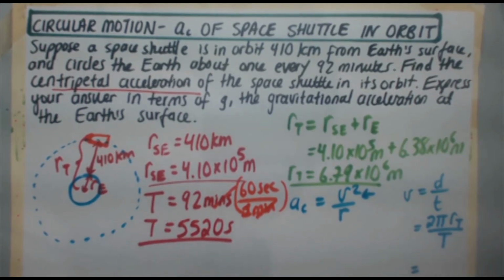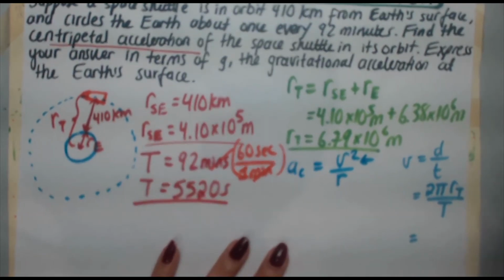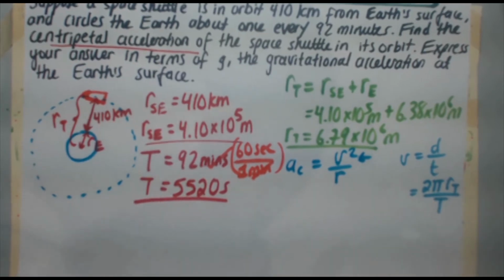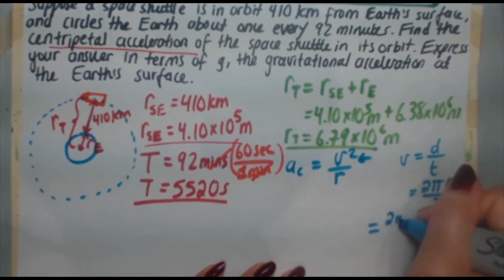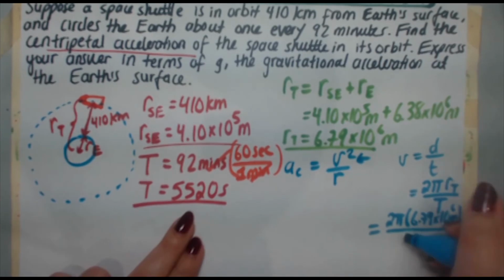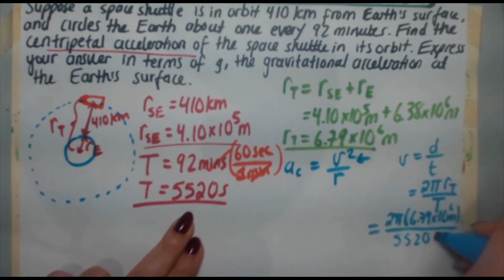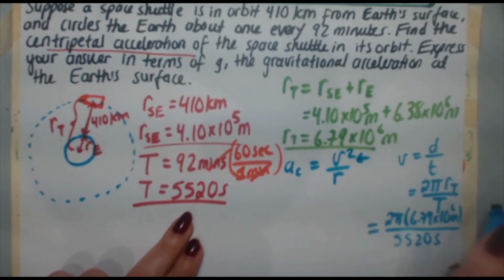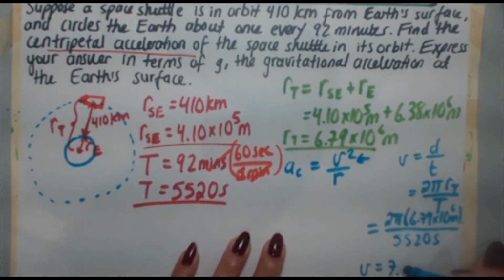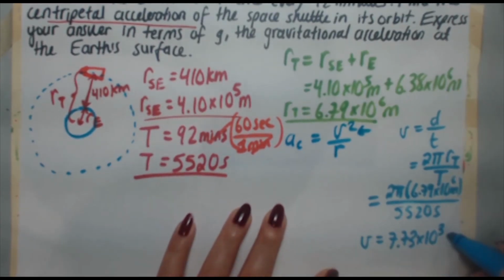So if you plug that in, 2 pi r, 6.79 times 10 to the 6 meters, divided by T, 5520 seconds. When you calculate that out, you are going to get v equals 7.73 times 10 to the 3 meters per second. So there's your speed.